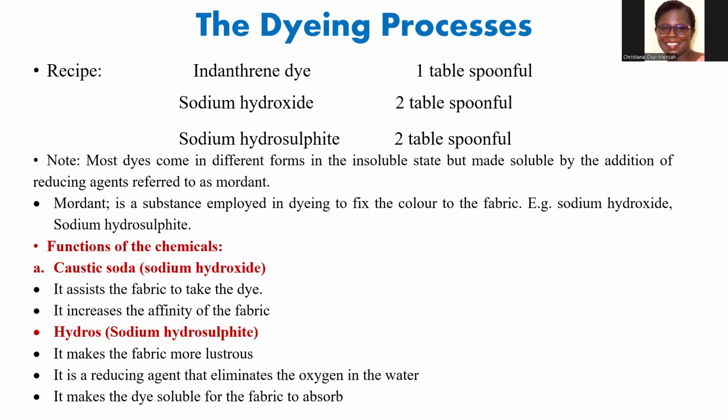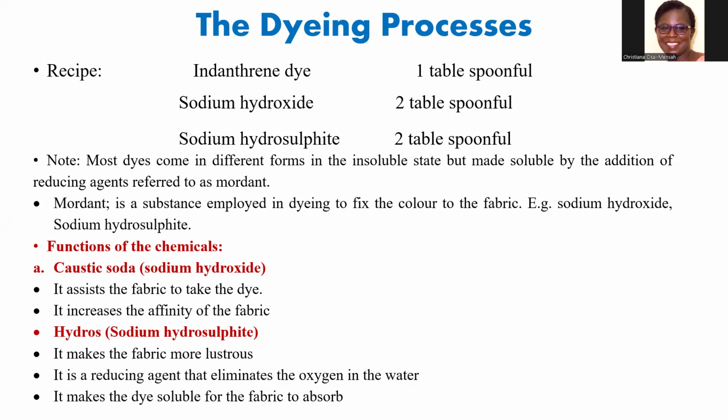So without the mordant, you dye the fabric using just the color, you wash it, everything will go away. But when you are doing the process, you add your mordant, then it makes the color fix onto the fabric and become part of the fabric. Okay, so you have these two, sodium hydroxide and then the sodium hydrosulfide. Let's look at their functions.